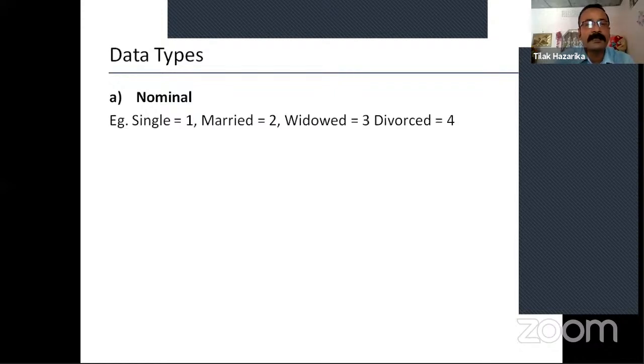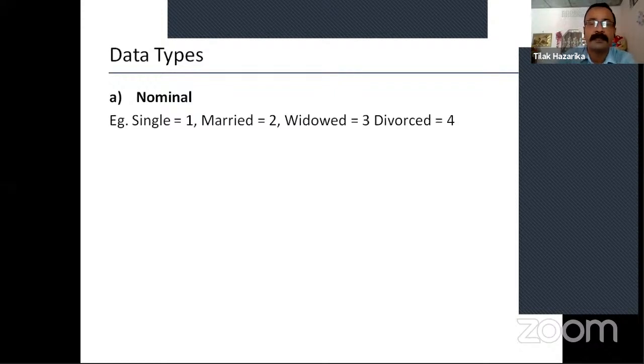Nominal data is based on certain names, such as single, married, widow, divorce, but we should be very careful. While calculating the data, if married means 2, it does not in any way mean that 2 into 2 is equal to 4. It does not mean that 2 married equals 1 divorce. Most of the time students make this mistake: married means 2 and divorce has a score of 4. We should be very careful that 2 married does not mean 1 divorce. Otherwise, the whole research study will be ruined.